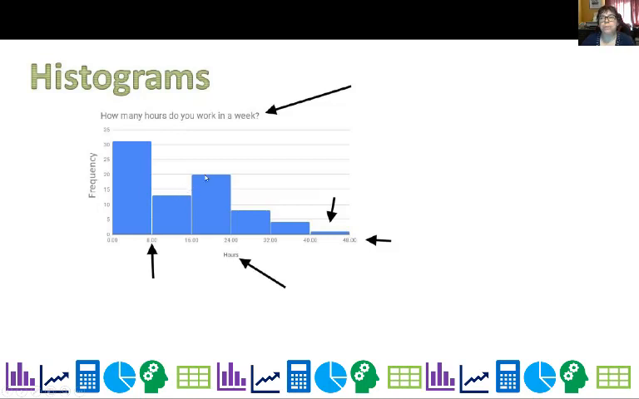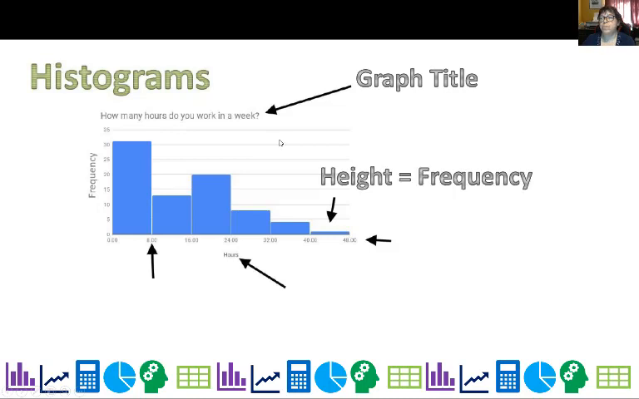If you recall in the previous lesson, we talked about bar graphs. And this looks a lot like a bar graph. It's got a graph title. There's height on the bars, which is the same as their frequency. We have a variable here, which is quantitative now instead of categorical.